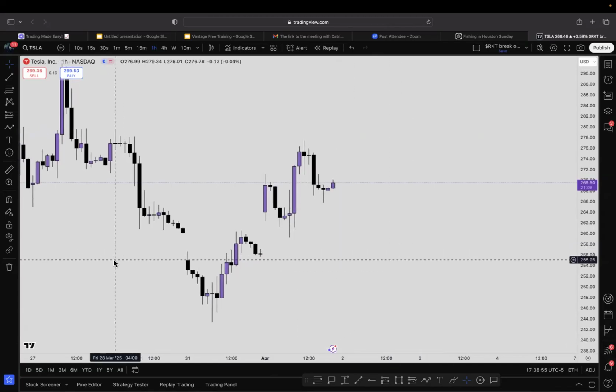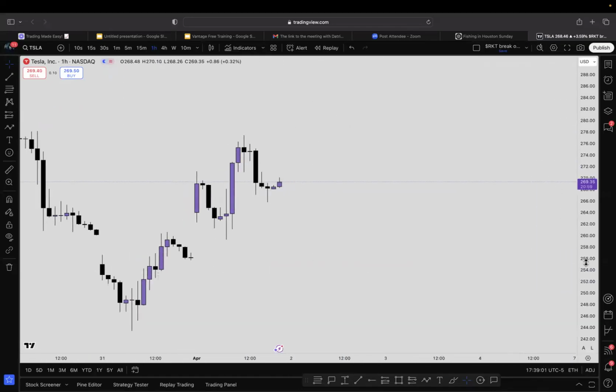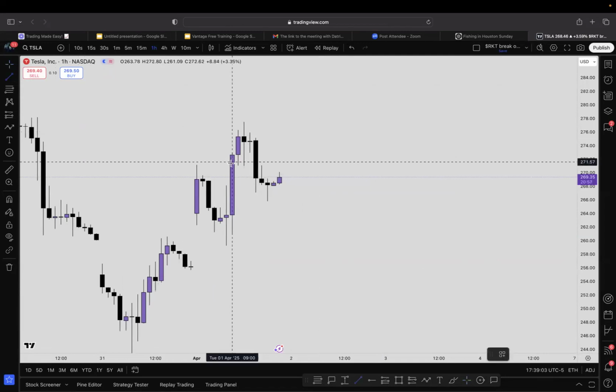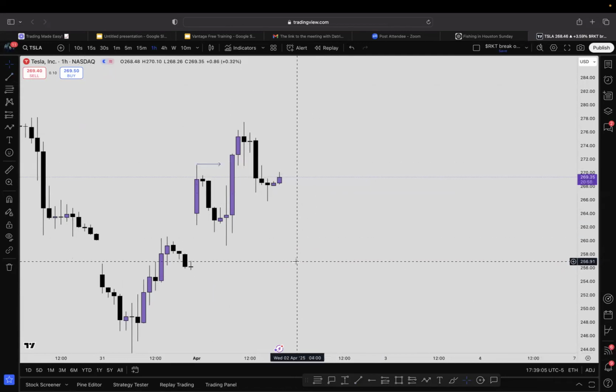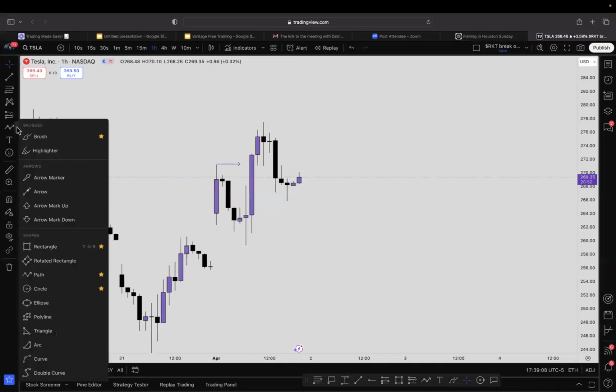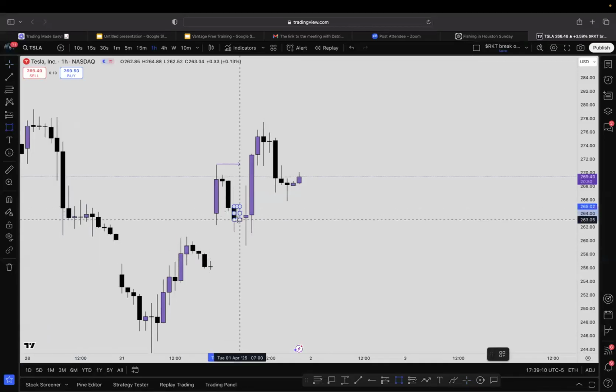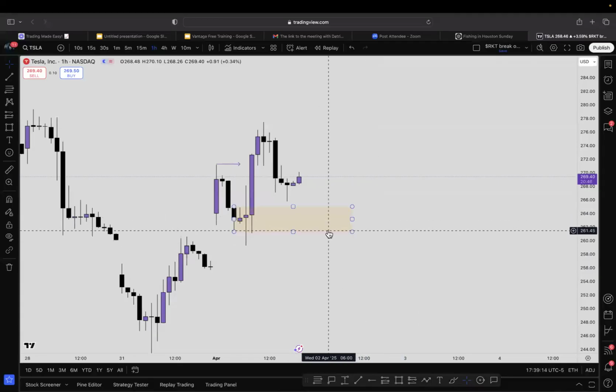So for this, here we have a structure break, right? This is the last bearish candle. So on this time frame, that's our demand zone.